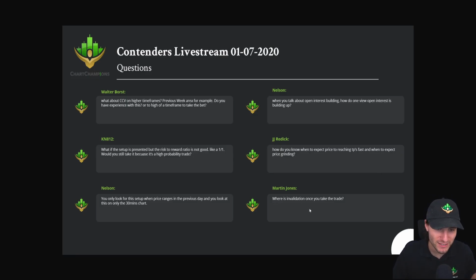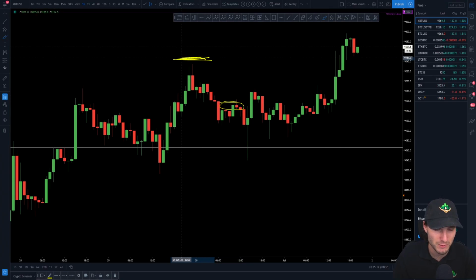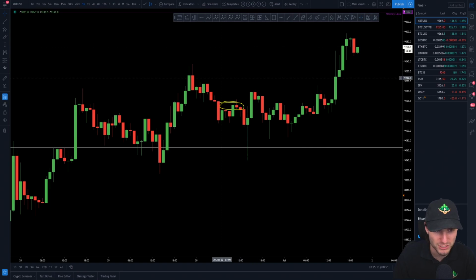So where is invalidation once you take the trade? My invalidation is not based off the previous value area, it's based off market structure, really simply. Let's come back to here. If I was shorting here yesterday when we were getting accepted back into value, my invalidation would be back above those highs. I would say to myself, if price gets back above here, I want to be out of that trade.